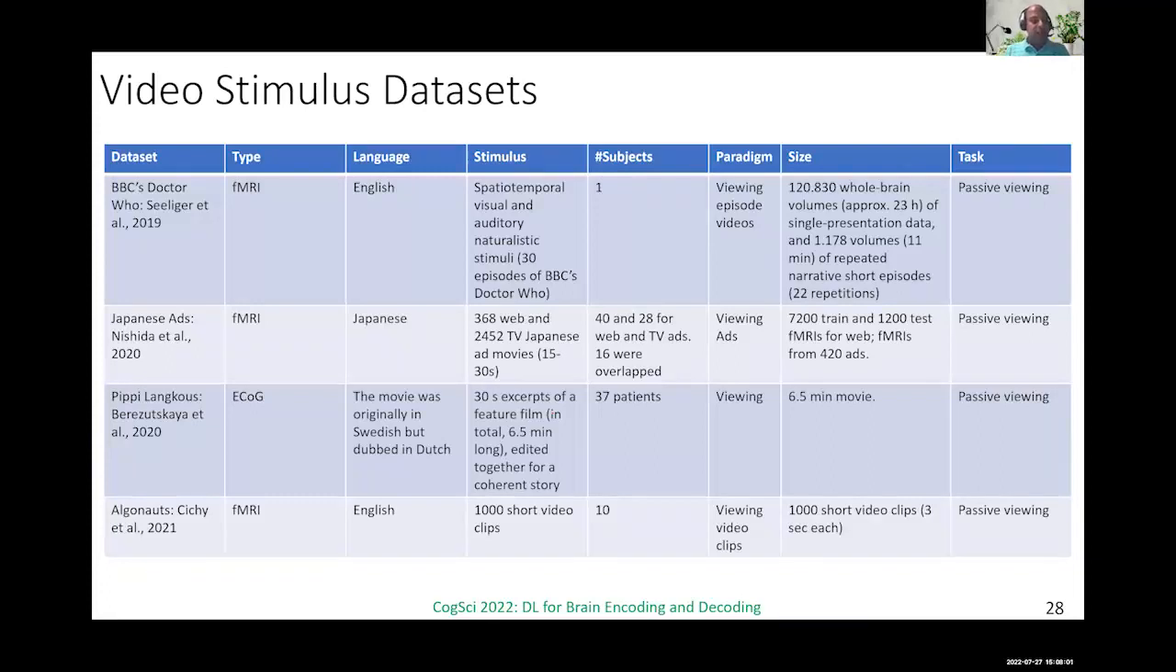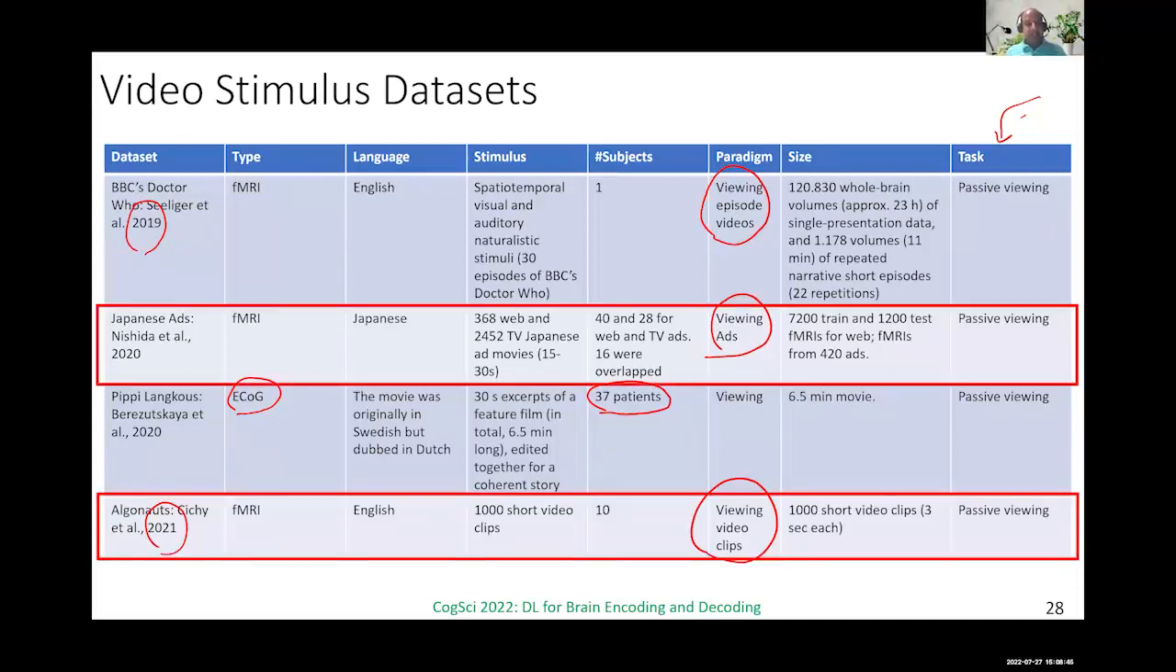Now there are various kinds of video data sets, from 2019 to 2021, very recent ones. In these video stimuli data sets, most of them are fMRI, but there's an ECoG data set as well. The task is primarily passive viewing. People were just viewing episodes, ads, or other kinds of short video clips and so on. This data set was actually collected from patients, who participated rather than usual participants, for the Pippi-Lankows data set.